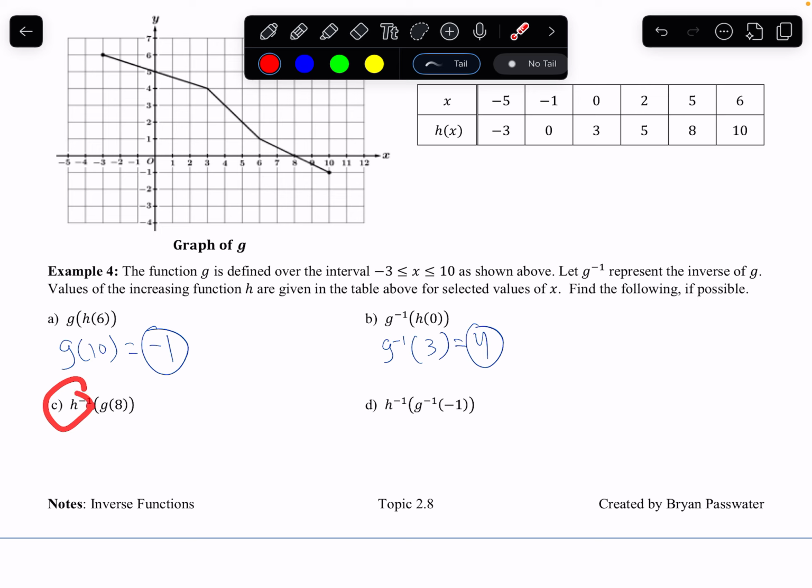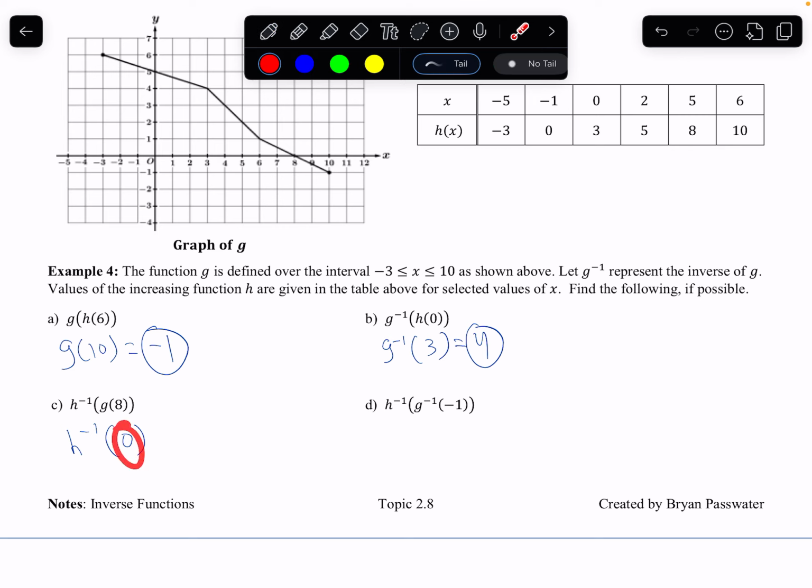The inverse of h evaluated at g of 8. So the first thing I've got to find is g of 8. I'm going to put an 8 into the g function. Well, this is the g function. If I put an 8 in, a 0 comes out. So g of 8 is 0. So this is going to be the inverse of h evaluated at 0.